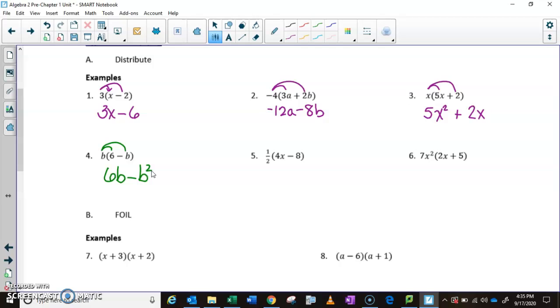Number 5, 1/2 times the quantity 4x minus 8. So a half times 4, half of 4 is 2x, minus half of 8, half of 8 is 4, so 2x minus 4.